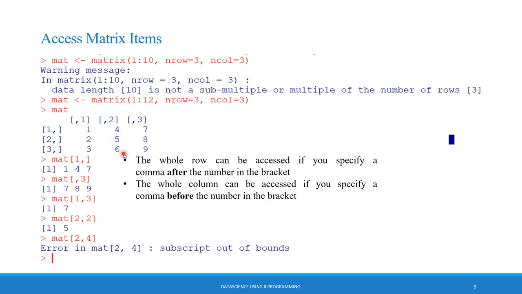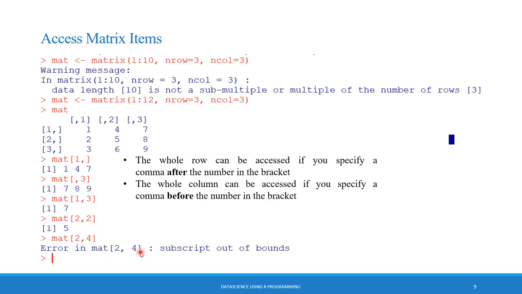In case you want to access a particular value or element, you have to mention both the row as well as the column number. So here, if I want to access the element 7, element 7 lies in the first row, third column. So the value to be mentioned is 1 comma 3. Or suppose I want to access the element 5, 5 lies in the second row as well as the second column. So mention the name of the matrix, and within the square bracket mention the row as well as column numbers.